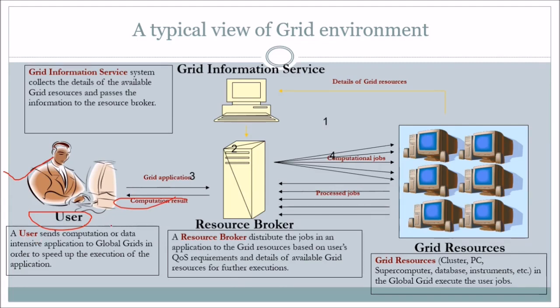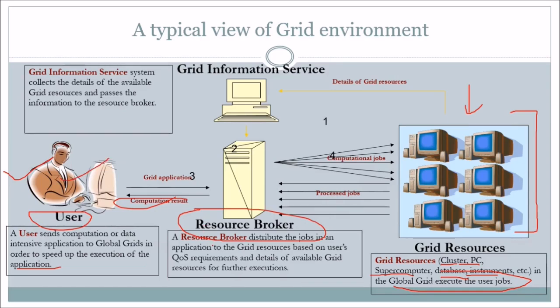The user sends a computation or data intensive application to global grids in order to speed up the execution of the application. Now these grids are not at your local level. They may be anywhere. You are not aware of it. Who is actually doing it? The resource broker. The resource broker distributes the job in an application to the grid resources. These grid resources may be clusters, PCs, supercomputers, or database instruments. So these are the global grid which execute your job, that is the user job.